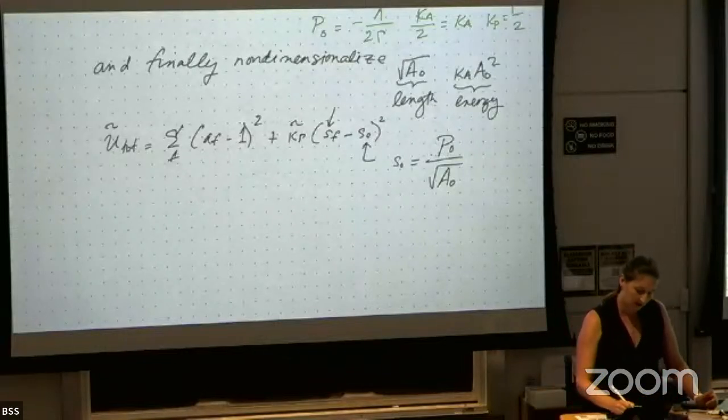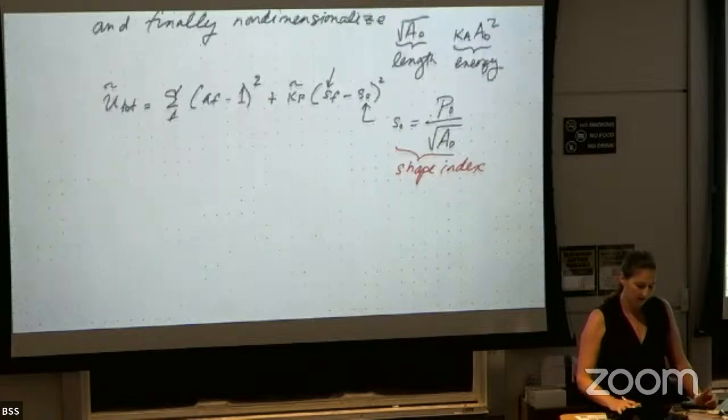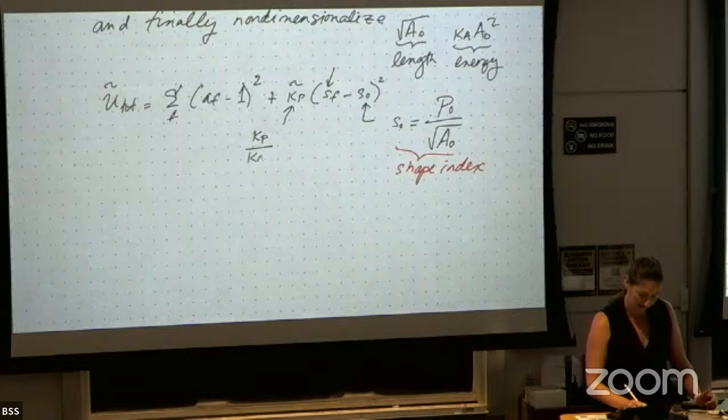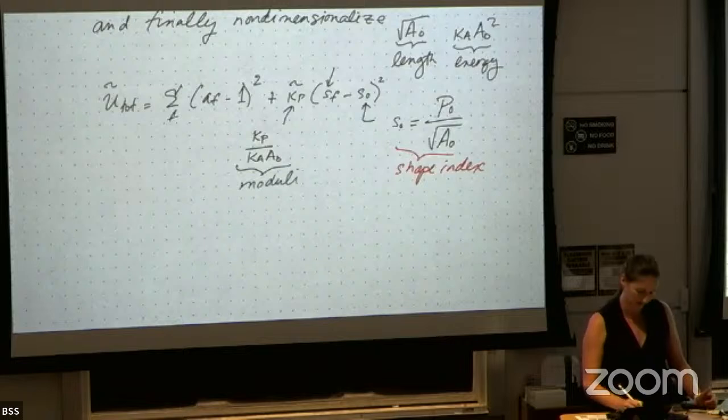And so this is an important quantity that we'll call the shape index or the cell target shape sometimes. And then this object here, Kp tilde, this is Kp over Ka A naught. It's the dimensionless ratio between the moduli. So I'll call that a moduli ratio, the perimeter modulus and the area modulus.